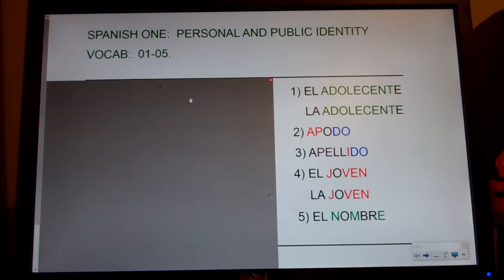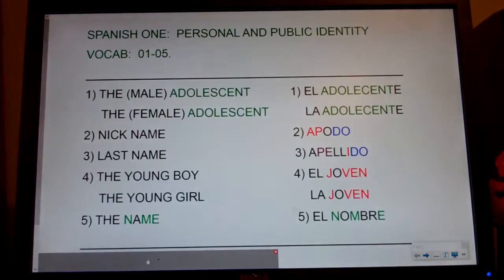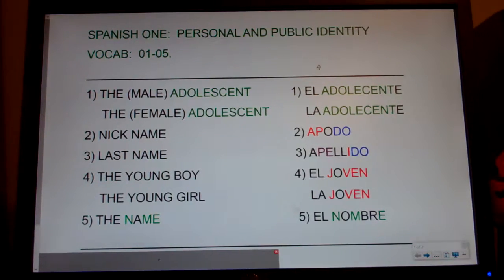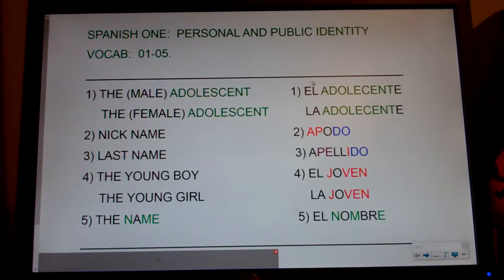Spanish 1, personal and public identity, vocabulary 1 through 5. 1. The male adolescent, el adolescente. The female adolescent, la adolescente. Number 2, nickname, apodo.